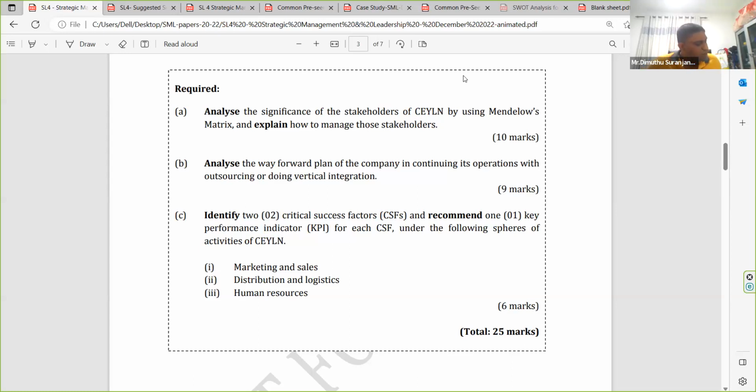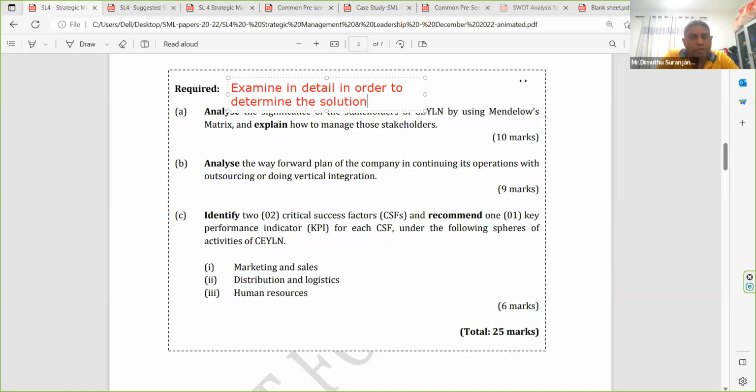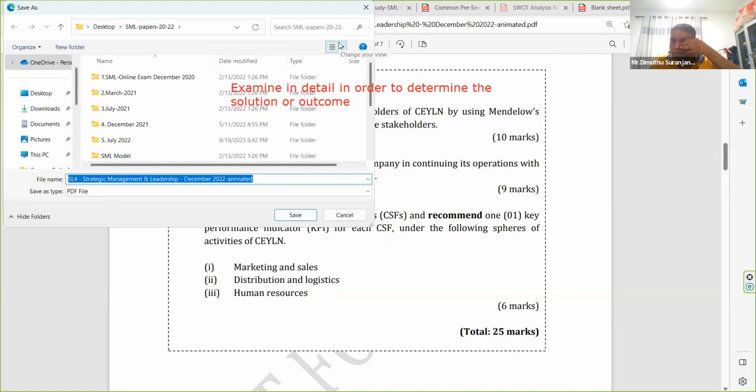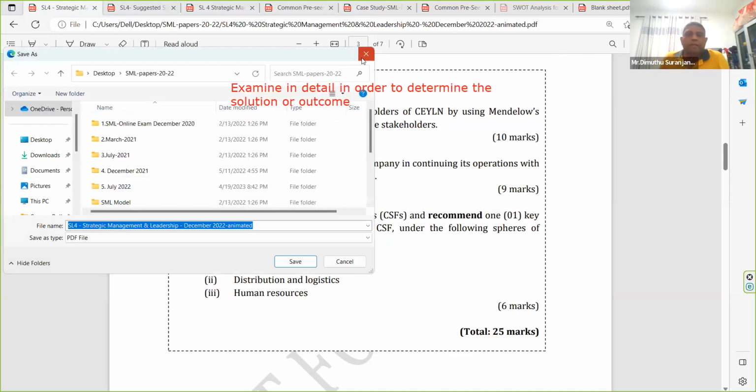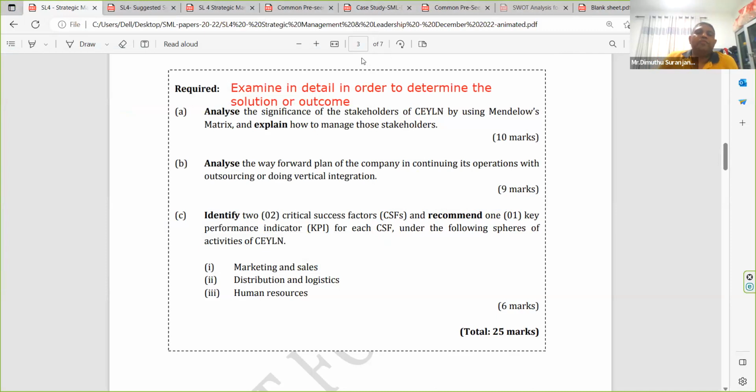What is the meaning of analyze? Normally when you use the paper, the action verb meaning: analyze means examine in detail in order to determine the solutions or outcome. That is the action verb. So, examine in detail in order to determine the solution or outcome.